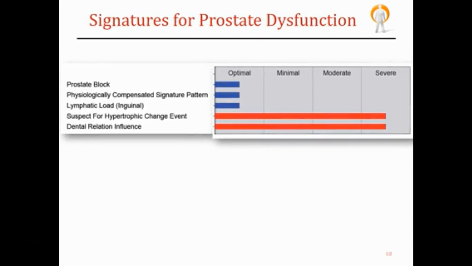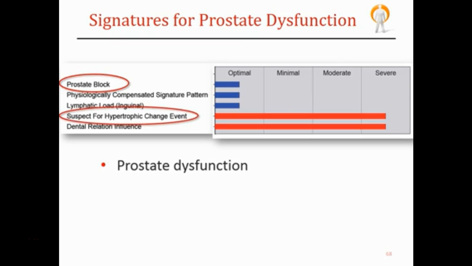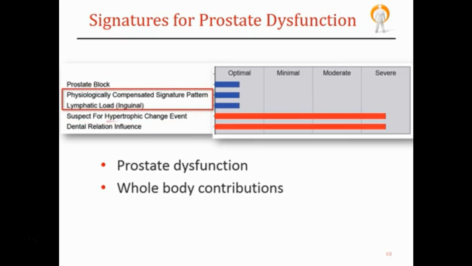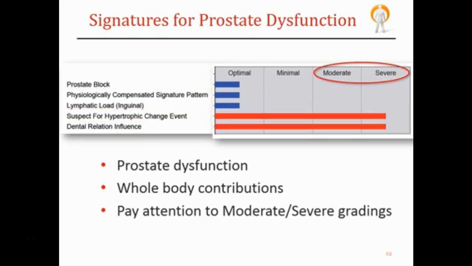The signatures for prostate dysfunction include prostate blocked regulation and the suspicion for hypertrophic change. The whole body contributions are collected from the rest of the report and can influence prostate dysfunction and disease progression. And finally, it's important to resolve the signatures that have moderate and severe gradings.